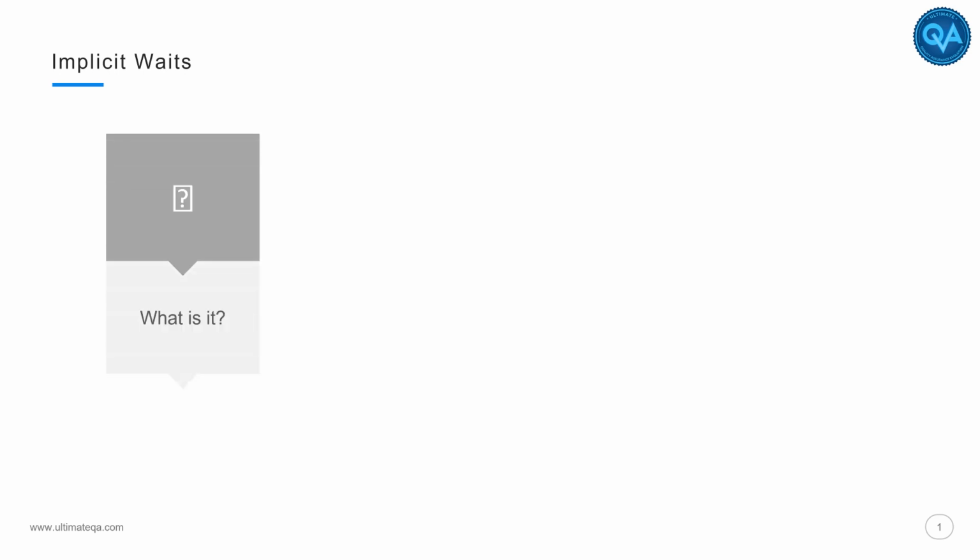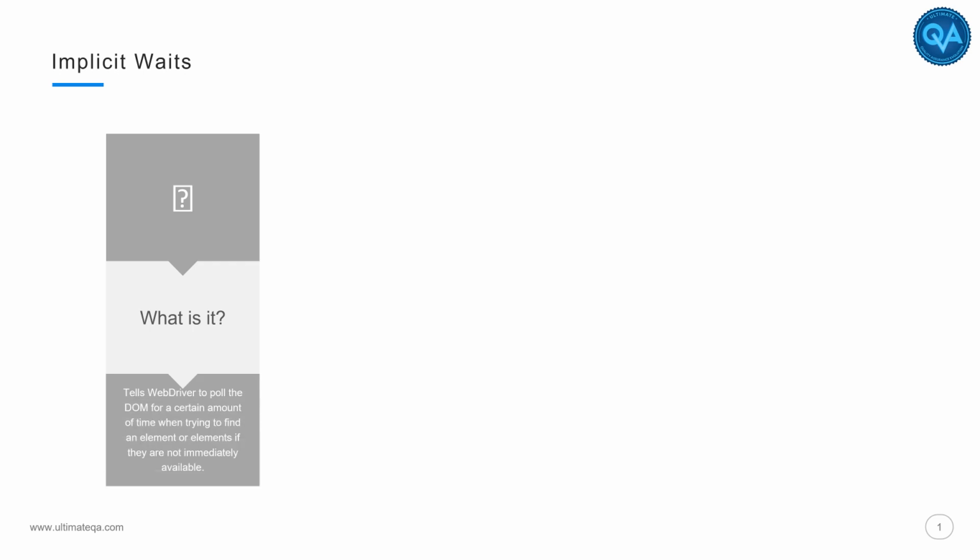So Selenium provides us several ways to deal with synchronization problems. One of those ways, as you may have heard in the industry or you may not, is called an implicit wait. So, what is an implicit wait?